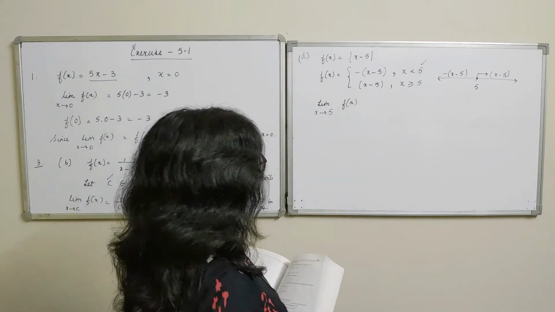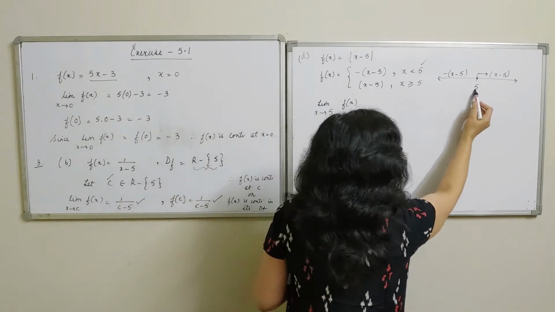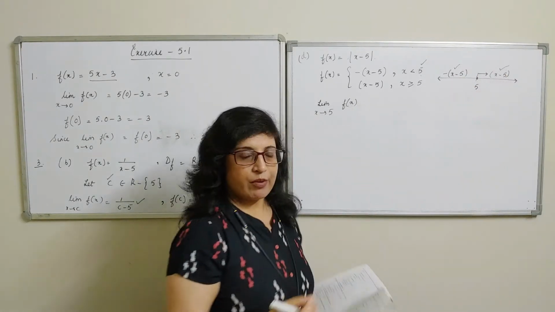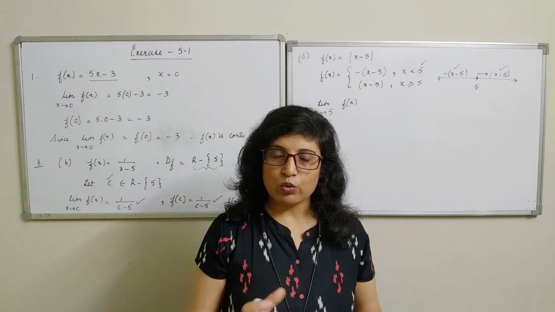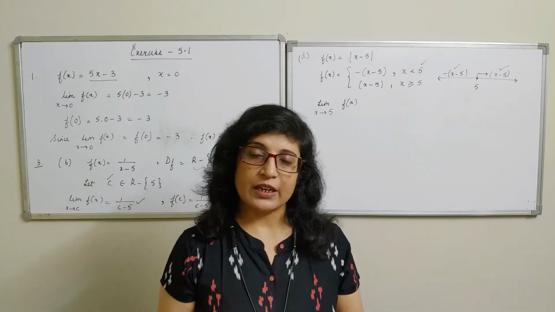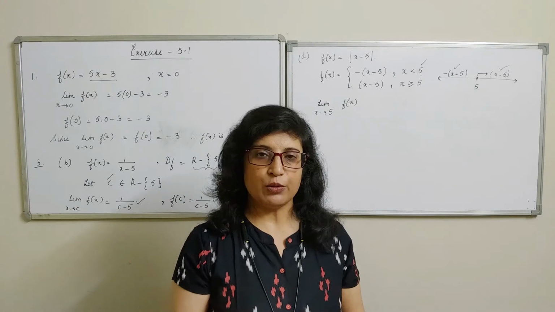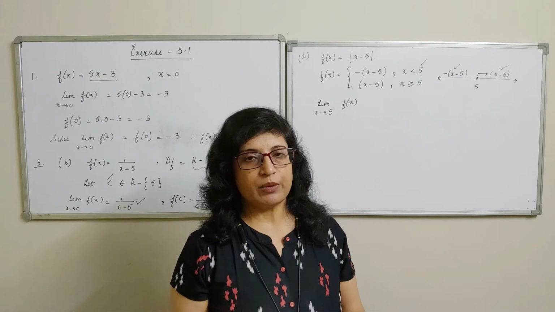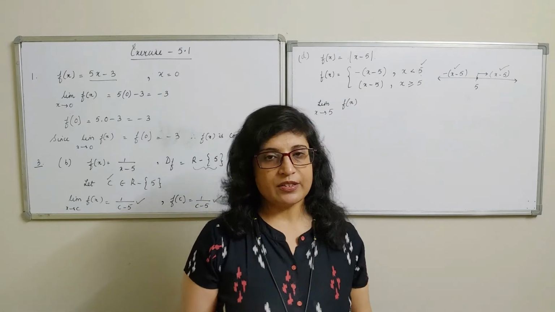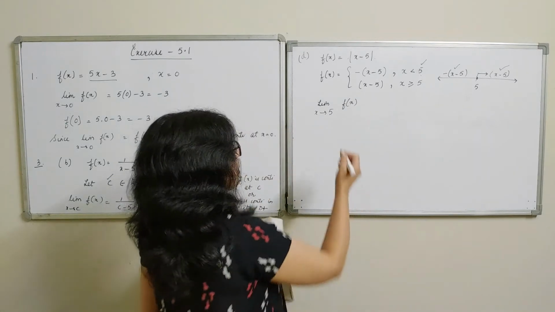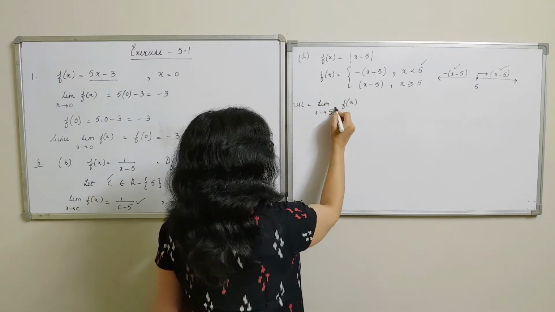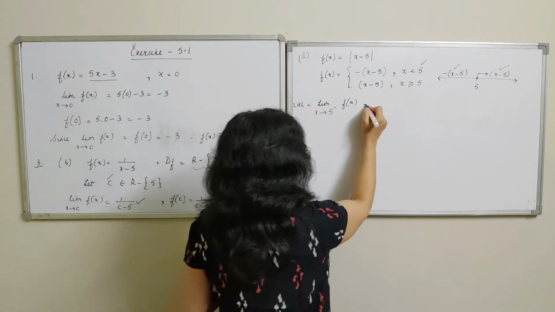Now when x tends to 5, you can see that about the point 5, the function is defined in two different ways. So if about a point a function is defined in two different ways, we will not find the limit directly, we will find the left hand limit and right hand limit. If both are equal, then we can say that the limit exists and has a finite value. So let us start with the left hand limit, writing it symbolically like this.